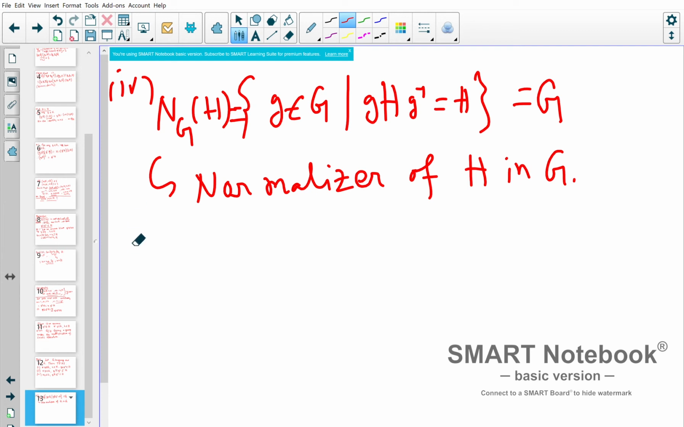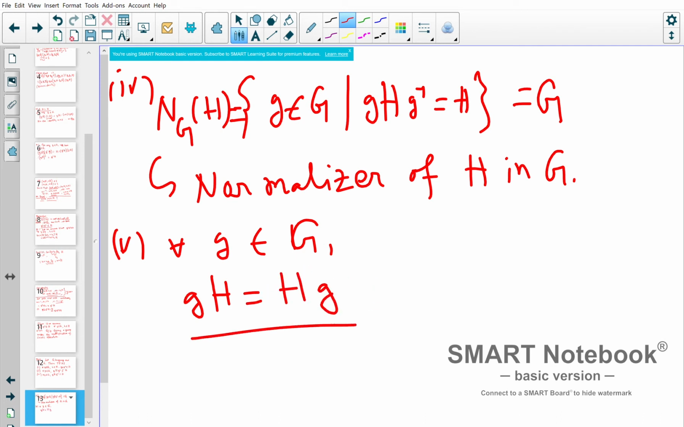Also you can write down that for all g belongs to G, the left cosets g H with respect to G are the same as the right cosets. Okay, these all are equivalent. You can show one equals another equals another. These are homework, simple problems.